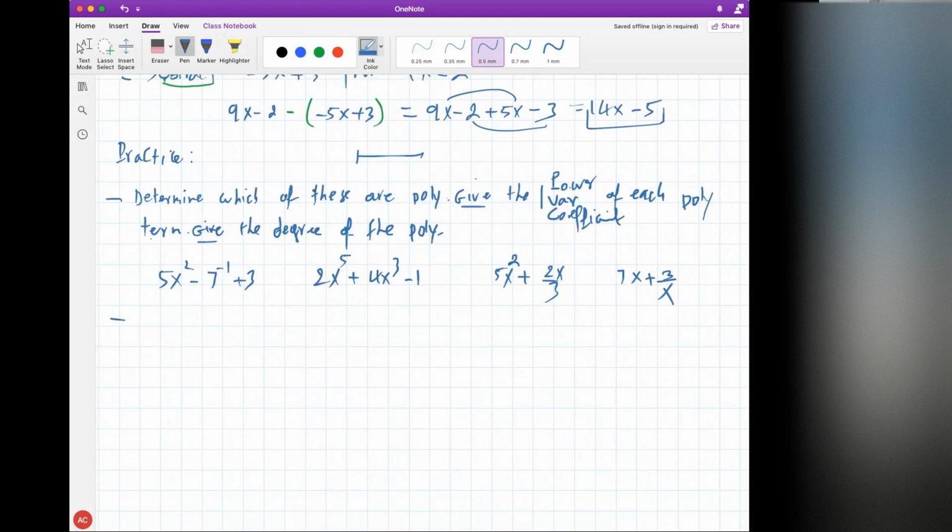And some additions and subtractions. Give the power, give the degree of the polynomial, and also its name. Okay, and its name here. Okay, so give the degree and name if it's a polynomial, and also power, variable, and coefficient.